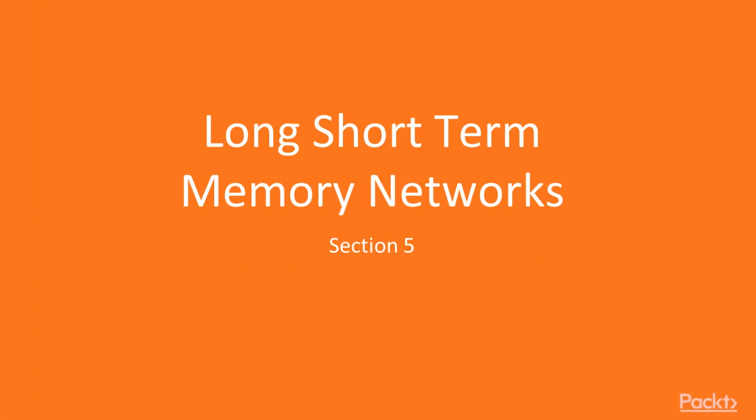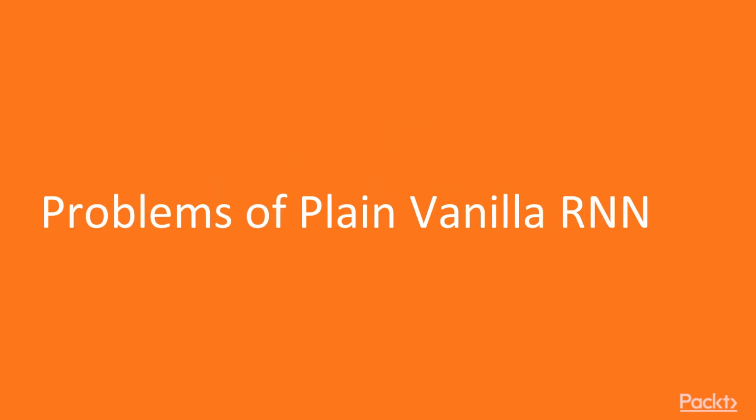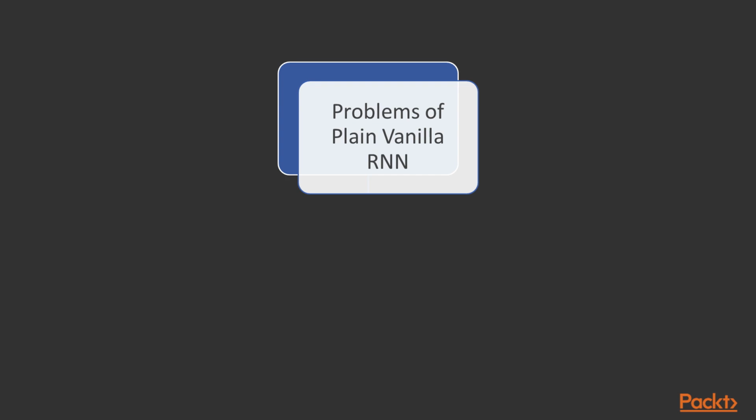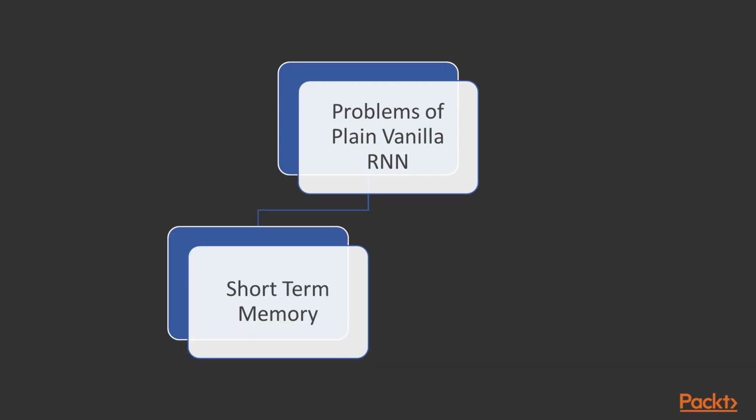In this section, we will talk about a special type of recurrent neural network called long short-term memory networks, or LSTMs. First of all, we have to talk about two problems of the plain vanilla recurrent neural networks. So let's get started. One of the problems is short-term memory.